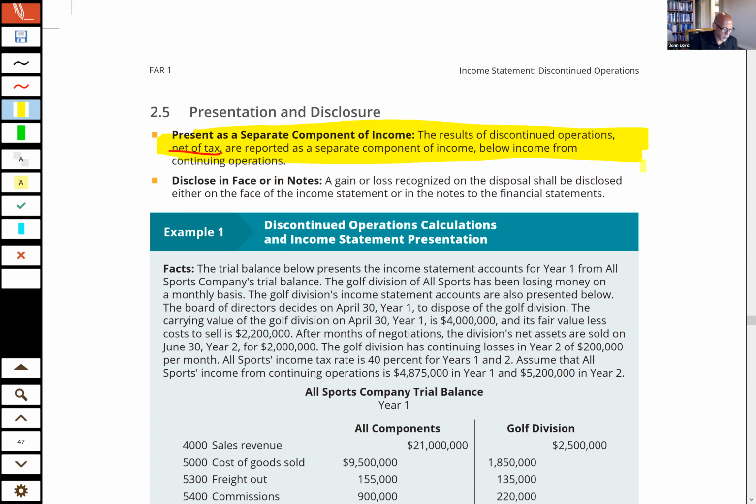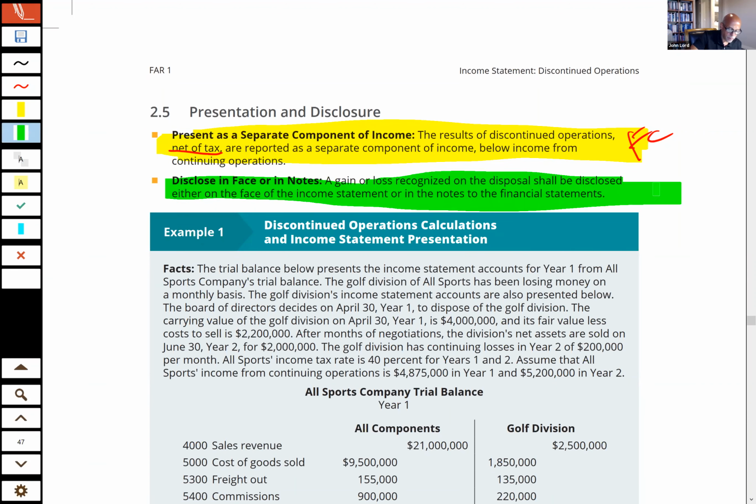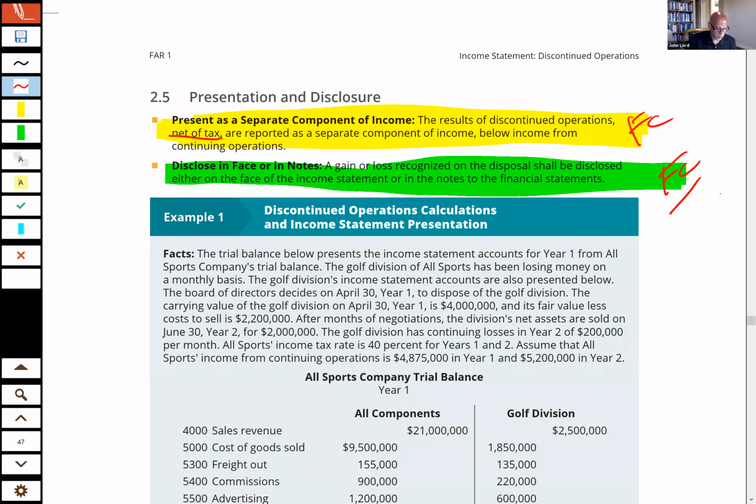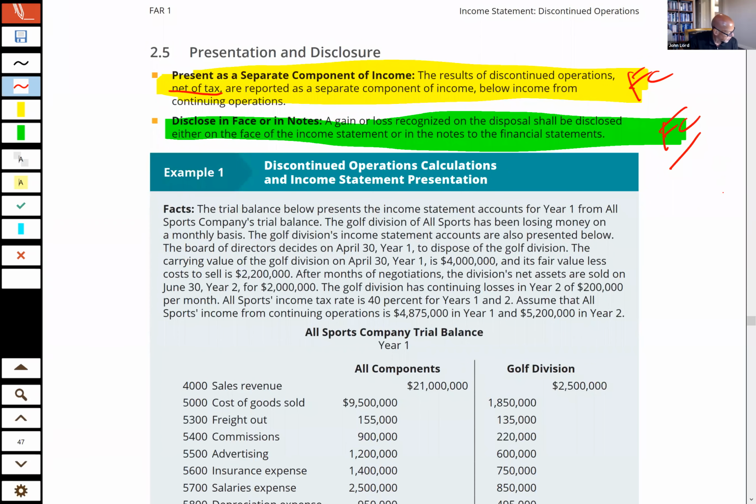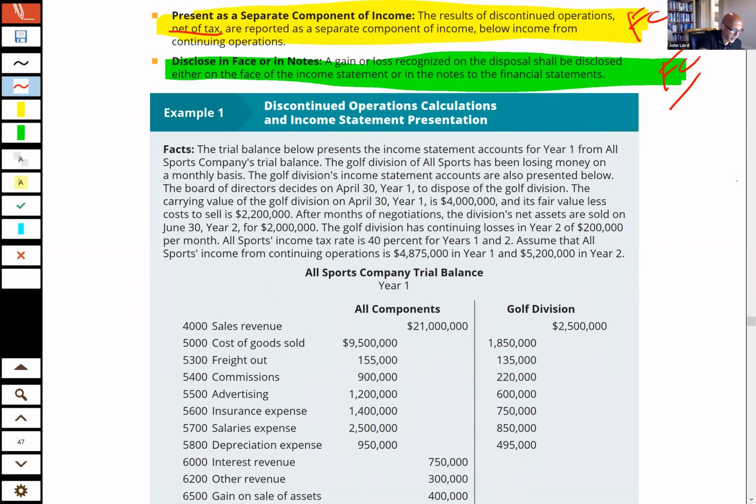Now, flashcard that you must disclose in the notes or on the face of the financial statement the amount of the actual loss from disposal. When you finally dispose of that thing, you have to either put it on the face of the income statement or in the notes of the financial statements what the actual loss on the disposal of that segment was. Sounds like a lot of rules, and it is, and we flashcarded those, but let's go ahead and take a look at this example.